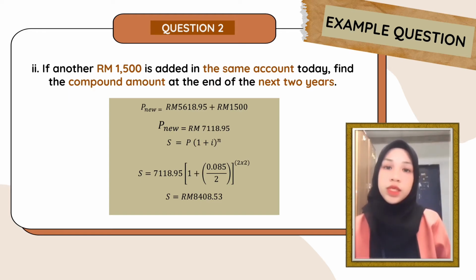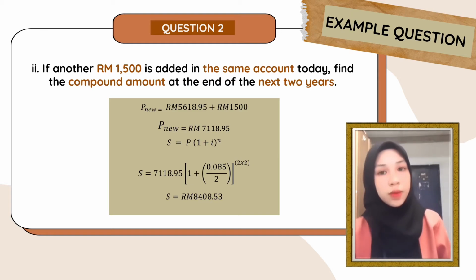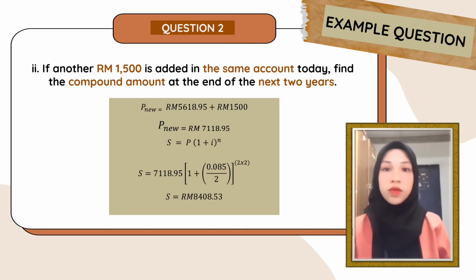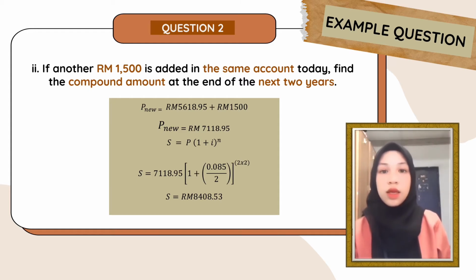So now the question is find the compound amount at the end of the next 2 years. So we can use the same formula, S equals P open bracket 1 plus I close bracket power of N. So we can substitute S equals RM7,180.95 open bracket 1 plus 0.085 per 2 close bracket power of 2 multiply 2. So we get the last answer, S equals RM8,408.53.